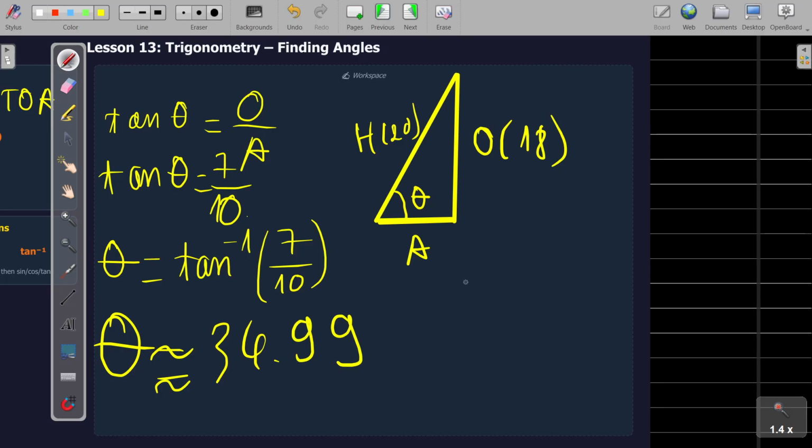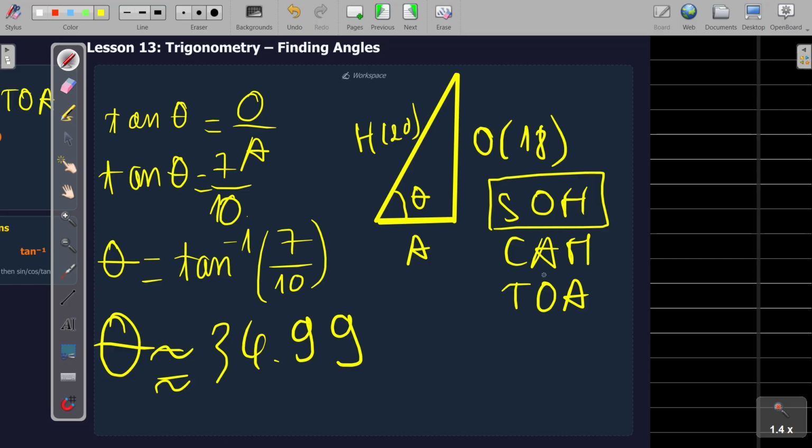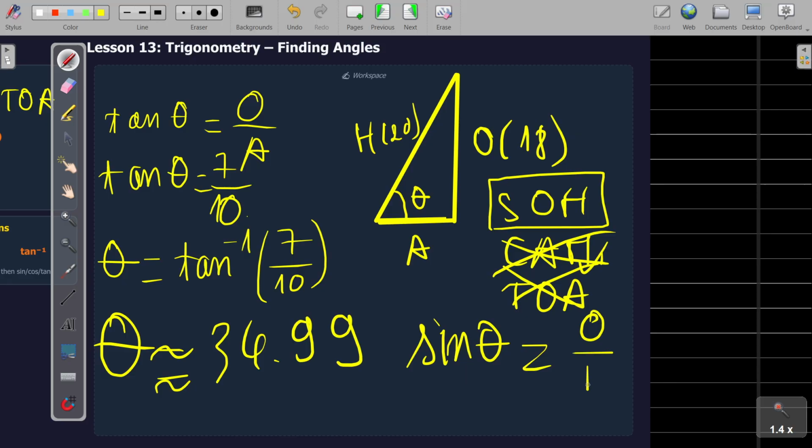So let's write out the formulas: SOH, CAH, and then TOA. Let's see what two letters we know info of. We know that there's O and H, so we choose this one. We can't choose the other two because we know H here, yes, but we don't know A, so get rid of that. So for SOH, we write sin theta is O over H, because opposite over hypotenuse. We substitute the numbers in. We have 18 here. Hypotenuse is 20.